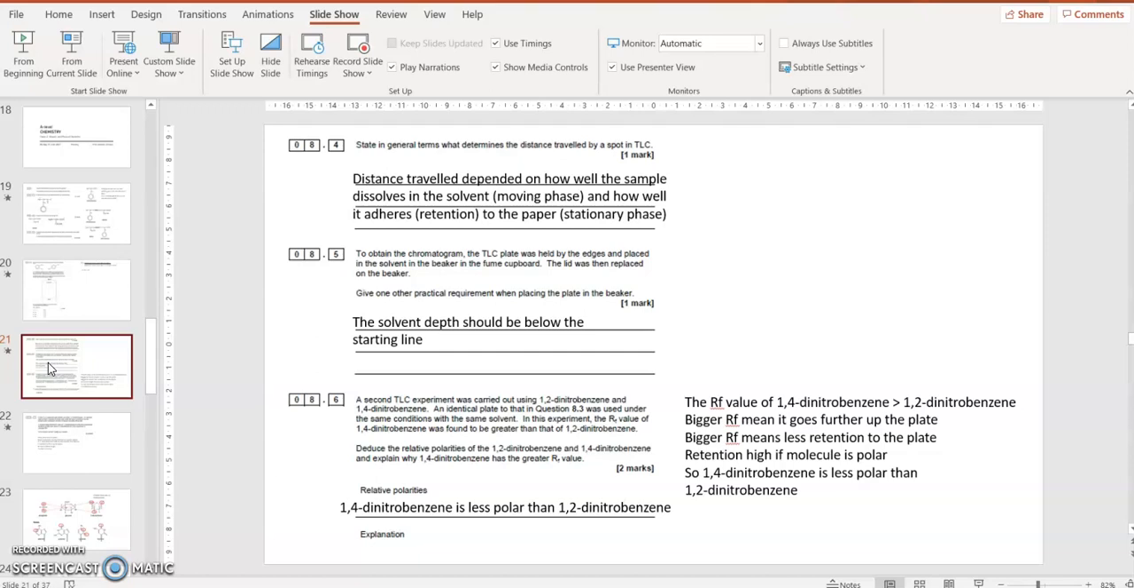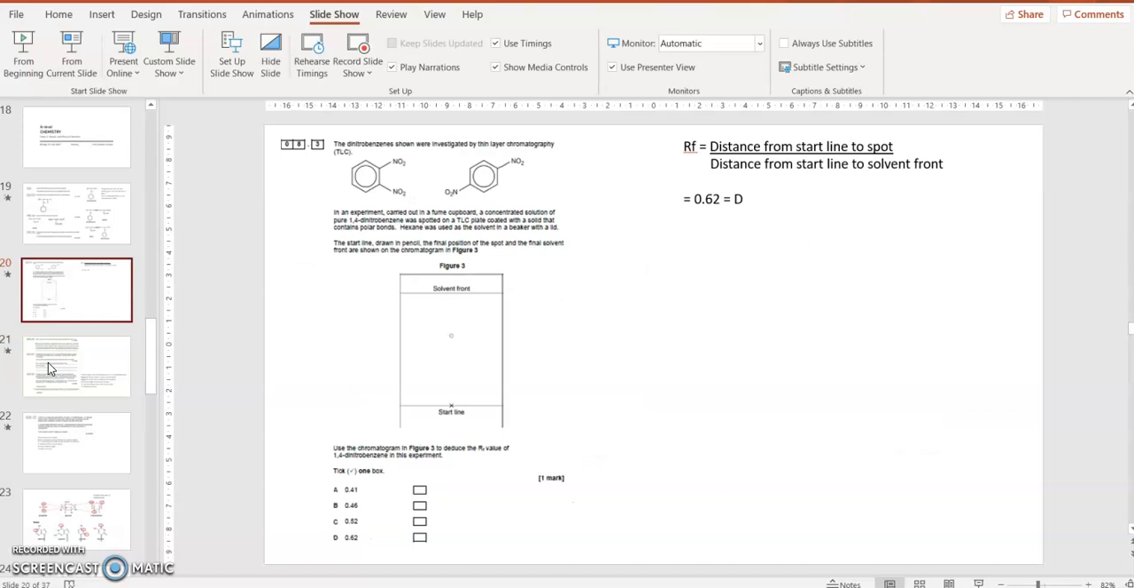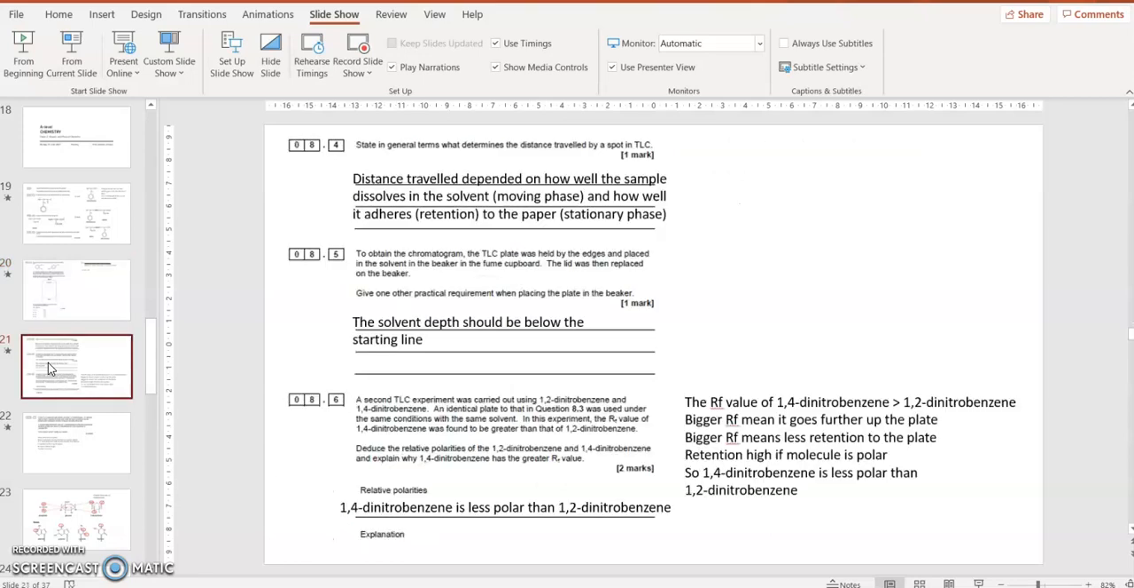You just got to be able to identify it. So it says under the same conditions, same solvent, the RF value of 1,4-dinitrobenzene was greater. So if it's got a greater RF value, it's risen further up the plate because the distance from the start line to the spot is bigger. In the experiment, the RF value of 1,4-dinitrobenzene was bigger. So 1,4-dinitrobenzene has risen further up the plate.